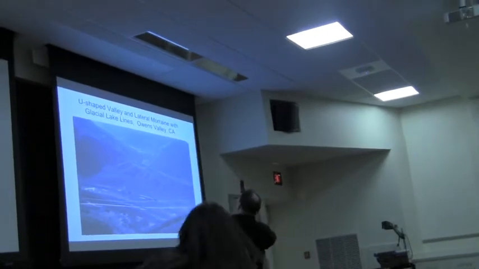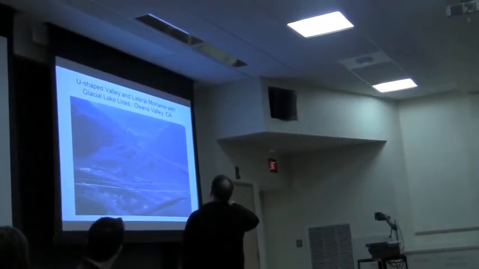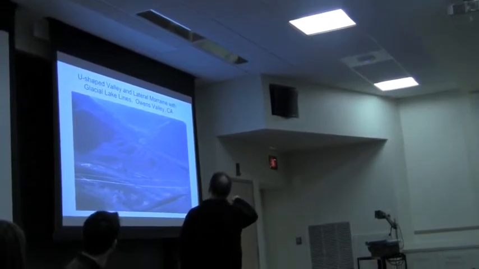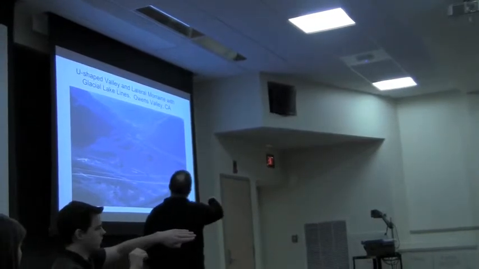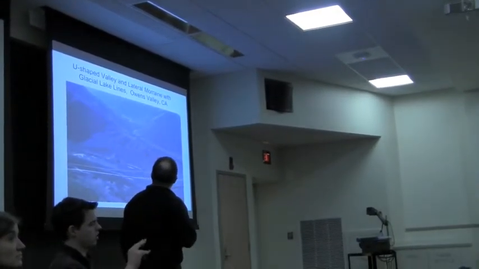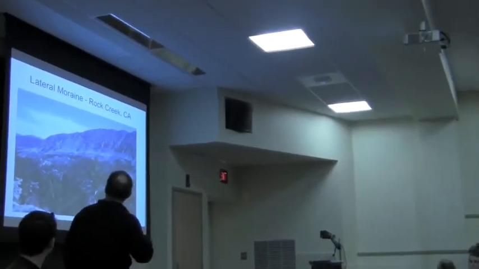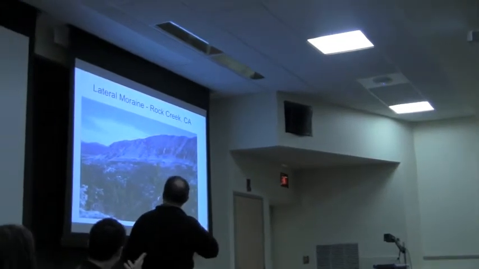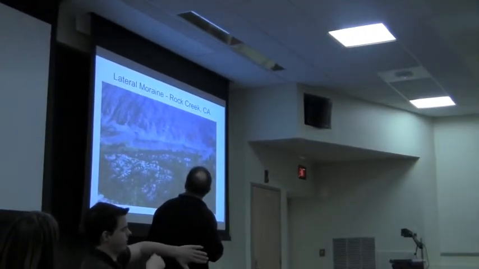There's a U-shaped valley here, a U-shaped valley here, and this is the lateral moraine, this pile between where a glacier came down this way and a glacier came down this way. This pile in between is the lateral moraine that formed at the intersection of those two glaciers, and this is in Owens Valley, California. This is a lateral moraine along Rock Creek, so in this case, the glacier came down this way and left this lateral moraine where it hit the mountains along its edge.